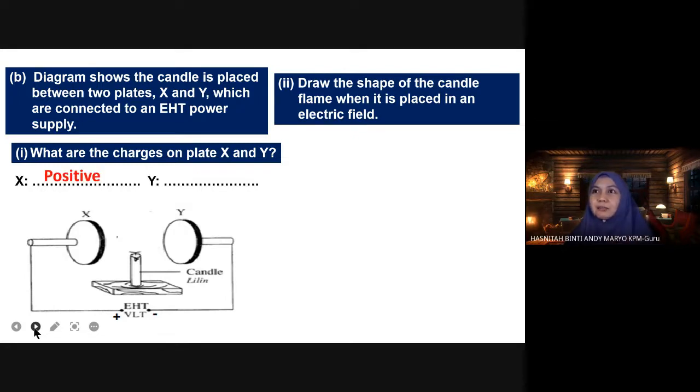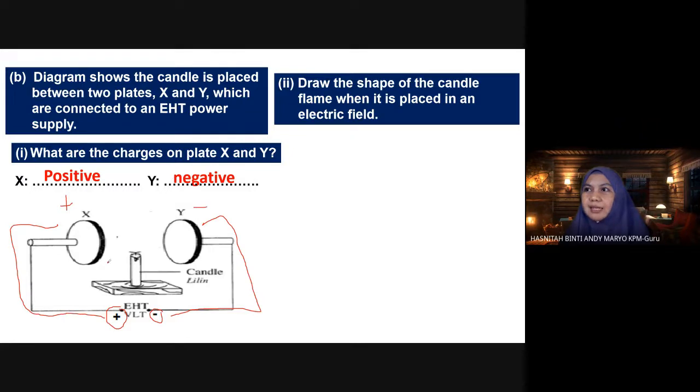Okay, so let's see how. First, before we go to the explanation, we mark X and Y first. So plate X is the positive plate. Why? Because this one is positive, connected to X, so X is positive. Meanwhile, Y is a negatively charged plate. This one is negative, connected to plate Y, so Y is negatively charged.